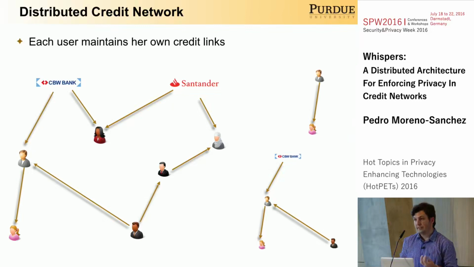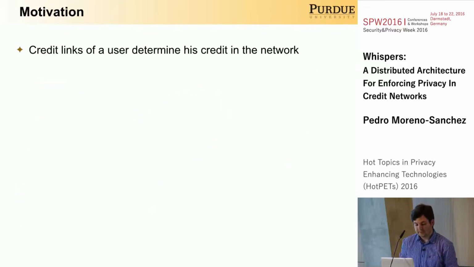Credit networks have interesting inherent properties that allow us to go for a distributed credit network. And here are some of these properties. First of all, in a credit network, the credit links of a user totally determine his credit in the complete network. Let me show you an example.